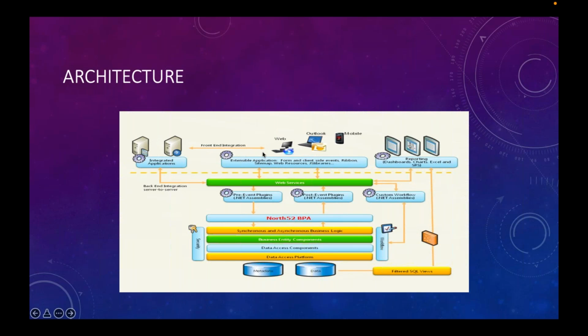So in the front end, we have extensible applications, meaning forms and client-side events, ribbon customizations, web services, web resources, JavaScript libraries, site maps, everything, form customizations. As you said, we have some customizations and configurations, and all those will come in this part only, client-side events. If you create any entity, any field, any dashboard or any chart, whatever you have done, those events will come into this client side only.